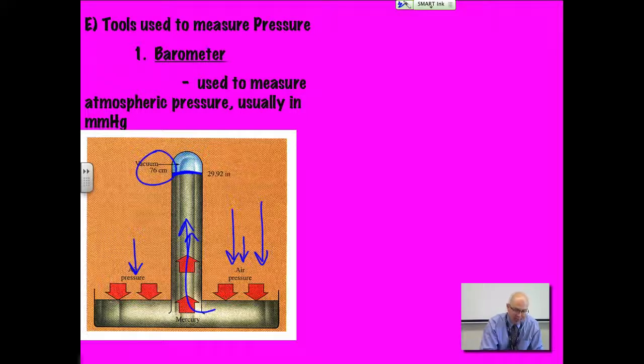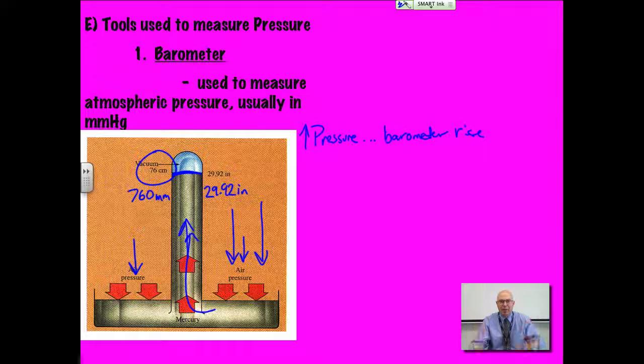So you notice here it says 76 centimeters, but that would be 760 millimeters of mercury, and here we have 29.92 inches of mercury. So again, that's commonly what we might hear in the United States. So an increase in pressure will make the barometer rise, or the barometric pressure will rise. Let's think about that, and you obviously hear that a lot of times.